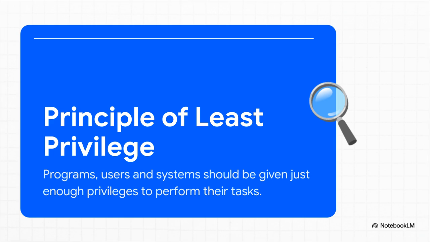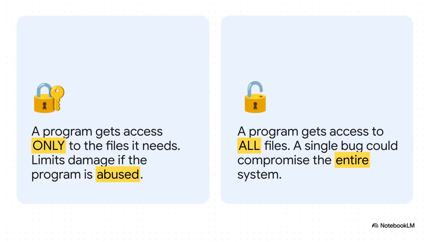You give a valet a key that only starts the car and opens the driver's door. It doesn't open the trunk, it doesn't open the glove box. A program, just like that valet, should only get the exact permissions it needs to do its job and absolutely nothing more. Let's see how that actually plays out.